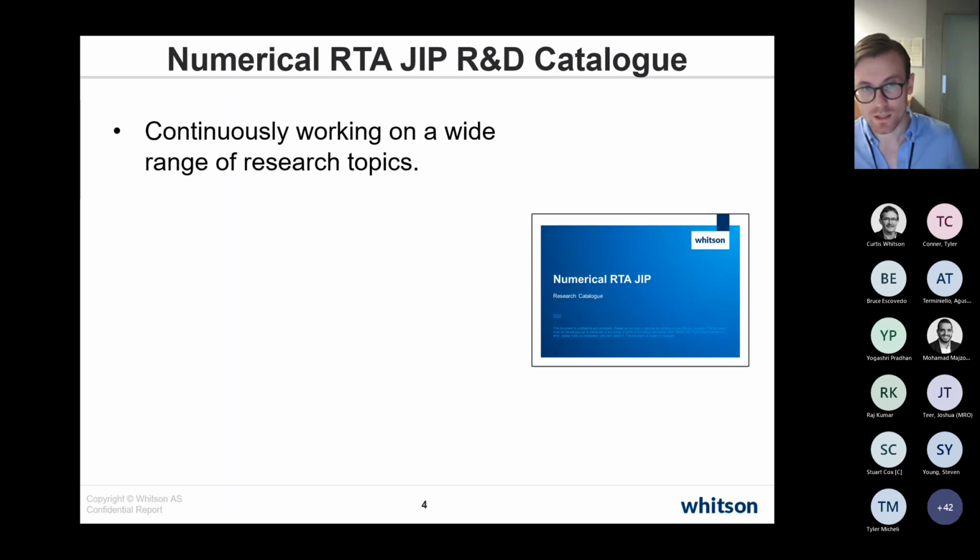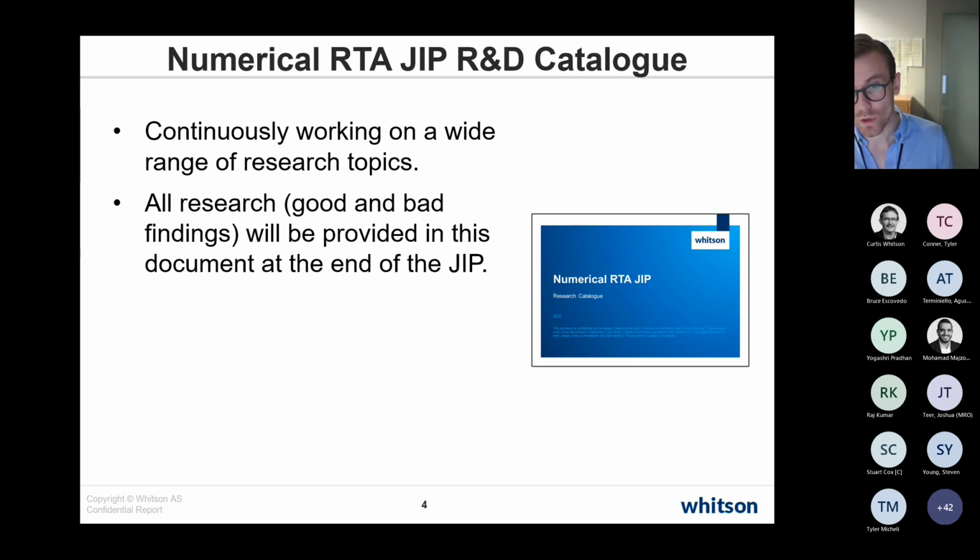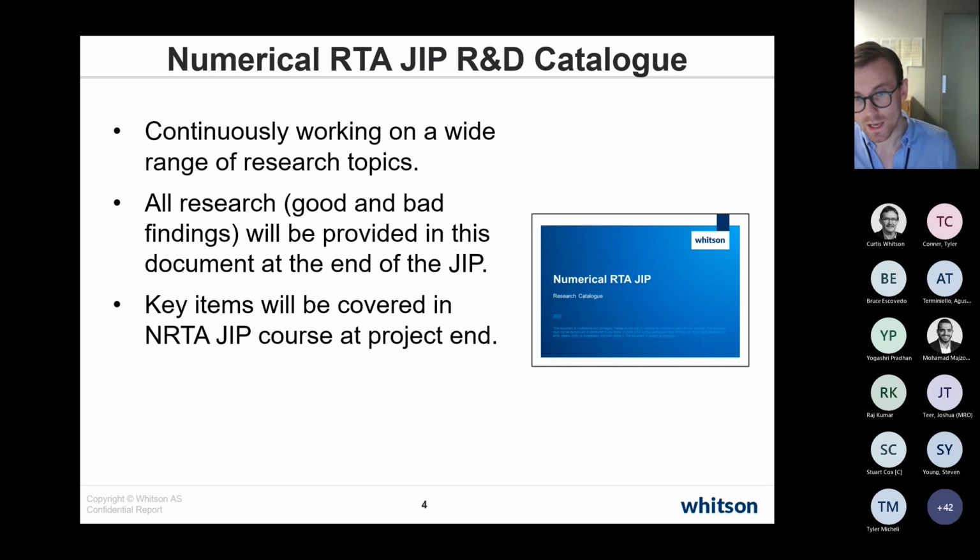That's essentially research that we're working on across a wide range of topics outlined in the JIP flyer. And all the research, both the good and bad findings, will be provided in a document at the end of the joint industry project. That's what we call an R&D catalog, and some of the key items will be covered in the JIP course at the project.